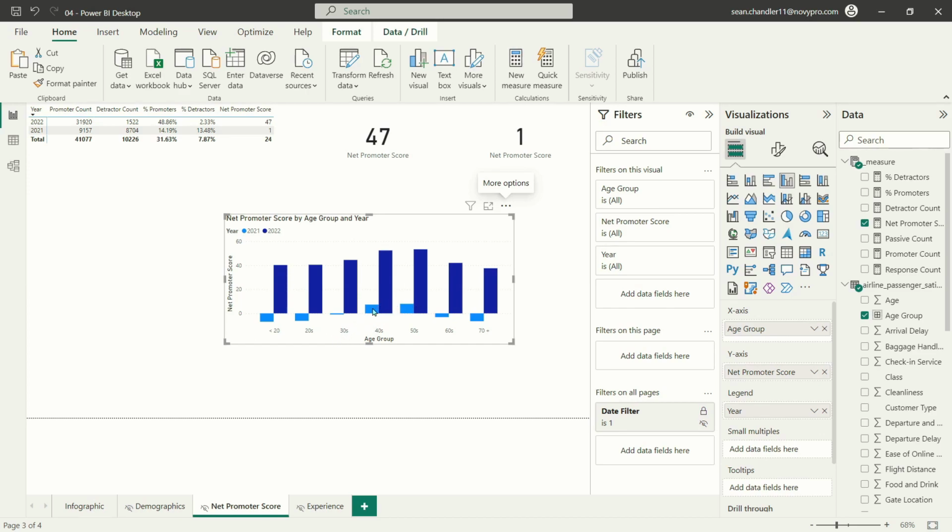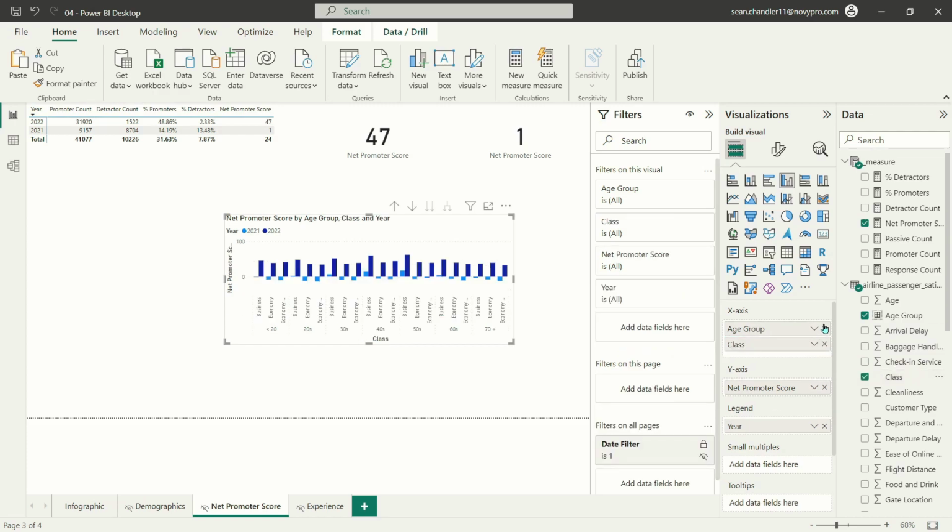Then for people in their 40s and 50s, it was positive even in 2021. But then for people in their 60s and up, Net Promoter Score tended to be negative. So it looks like we were doing a pretty good job catering to people in their 40s and 50s, maybe even in their 30s. But for people at the fringes in terms of age for respondents to the survey, Net Promoter Score was pretty low. And so we did a great job of improving that in 2022.